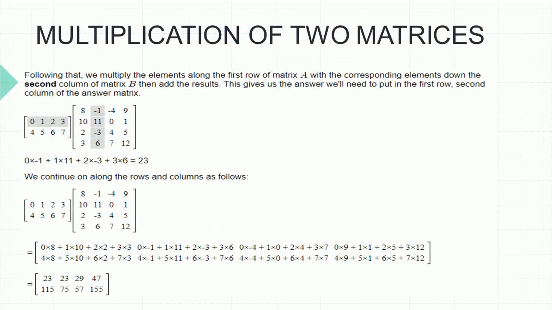Now, following that, we multiply the elements along the first row of matrix A. After multiplying the first column, we take that same first row and multiply the second column. Look down to the answer: that first 23 we got is the first element in the first row, first column. And this other one will give us the second element in the first row, second column, because we're still on the first row, but we're multiplying the second column, and we got 23.